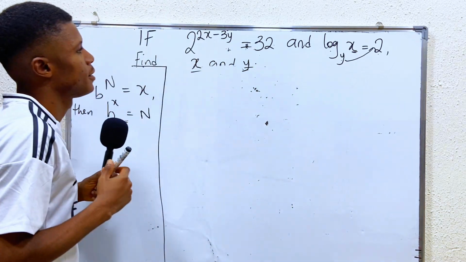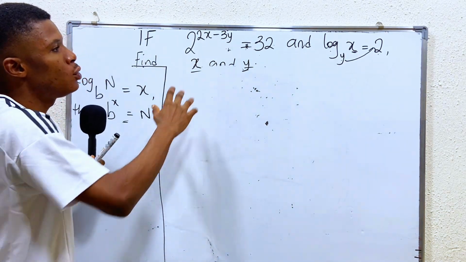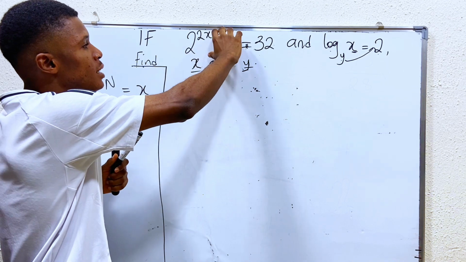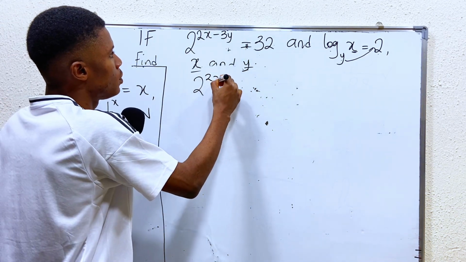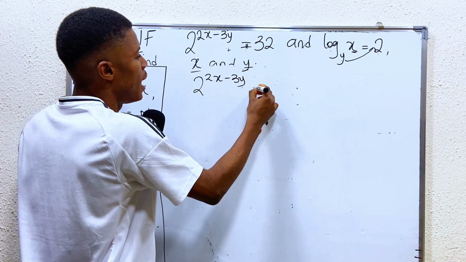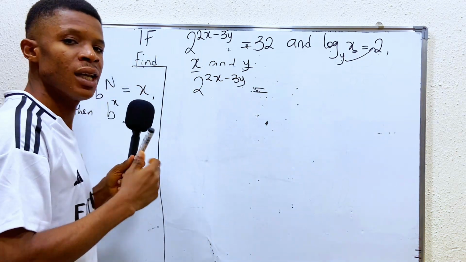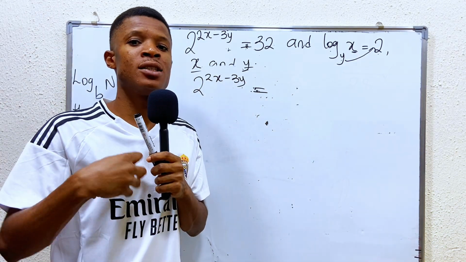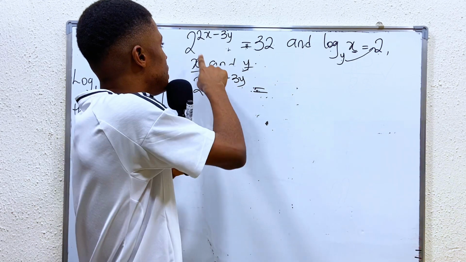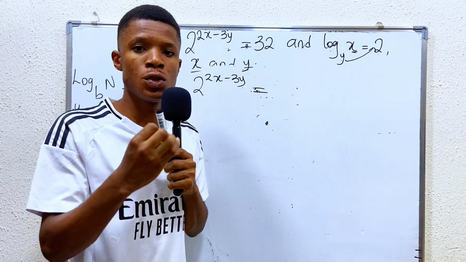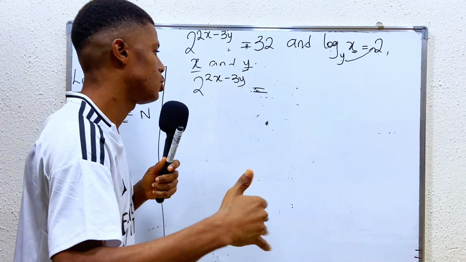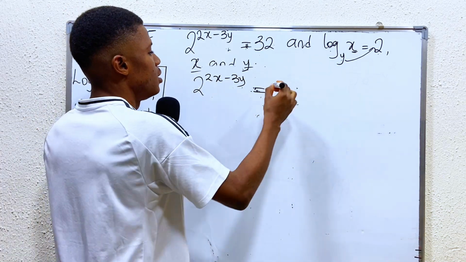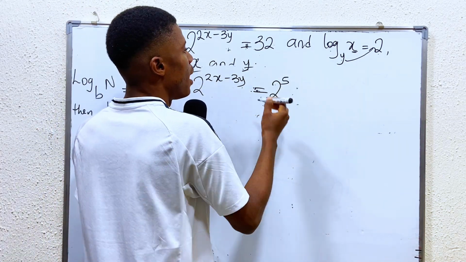Let's find x. So before we do, we can do a little simplification in this first term. You know that we have 2 power 2x minus 3y, and that's equals to 32, which can be expressed in the same base: 2 times 2 is 4, times 2 is 8, times 2 is 16, times 2 is 32, so 2 power 5. You have it as 2 to the power of 5.